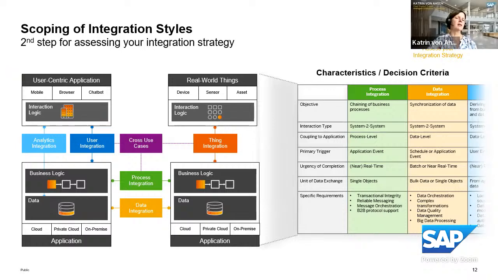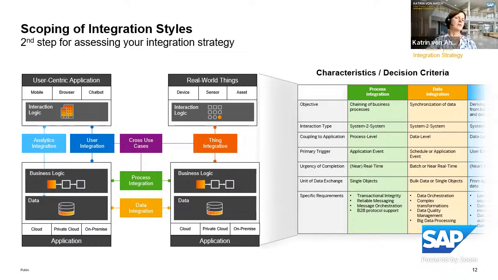On the left side, you see the different integration styles with the color-coded boxes like process integration, data, user, analytics, and thing integration. These describe the typical archetypes of enterprise integration and describe how they are integrating and exchanging data with business applications. For this purpose, the methodology provides you with decision criteria and characteristics, which help you to determine which integration styles are relevant for your organization.